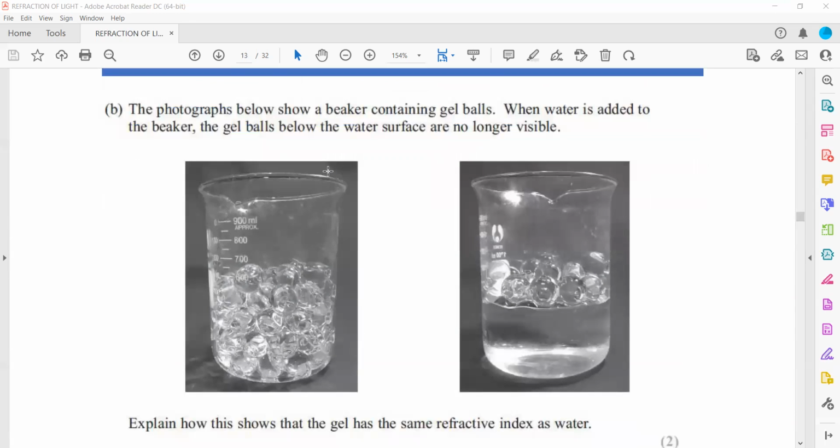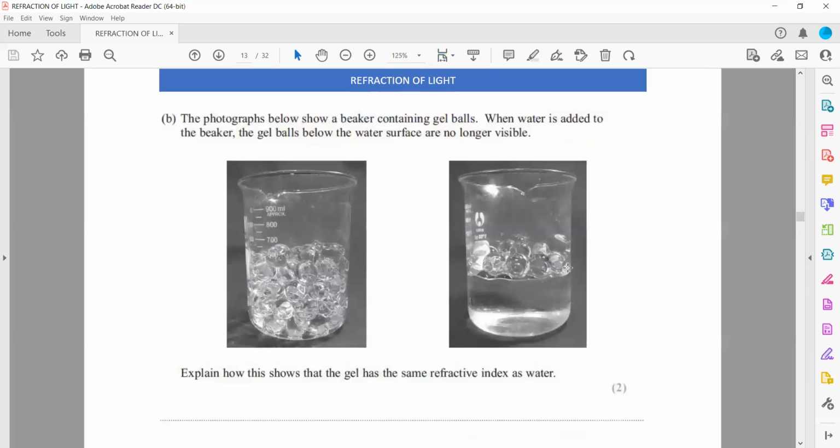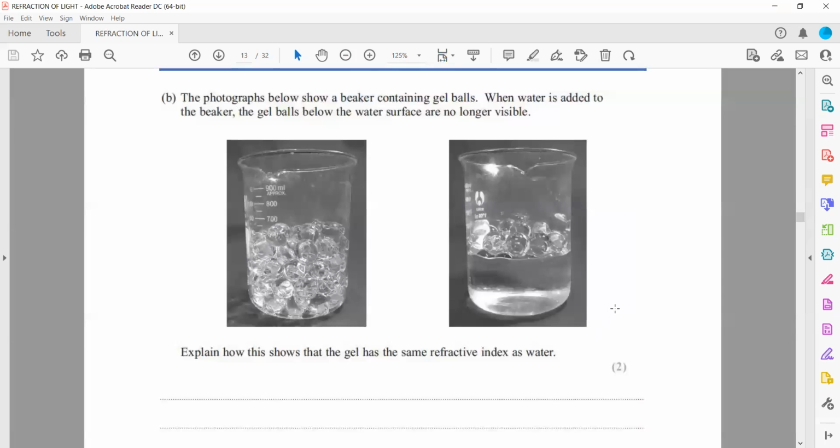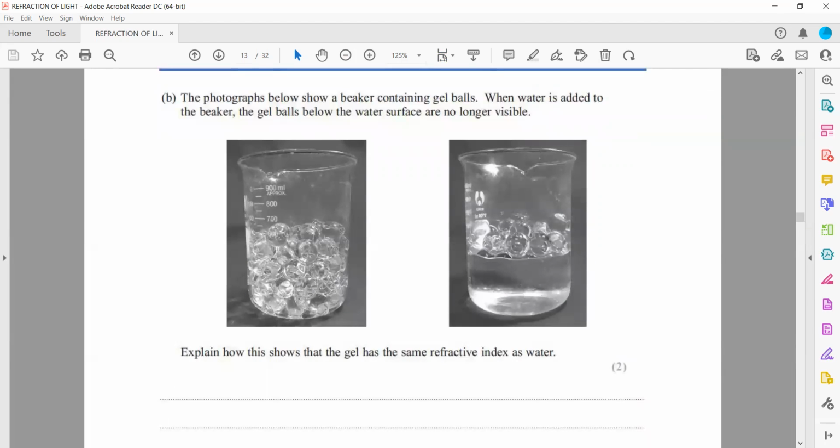The photograph below shows a beaker containing gel balls, and when water is added to the beaker, the gel balls below the water surface are no longer visible. So you can see, for gel balls, when we add water, the gel balls are not visible. Explain how this shows that the gel ball has the same refractive index as water. When we fill up with water, we are not able to see the gel ball.